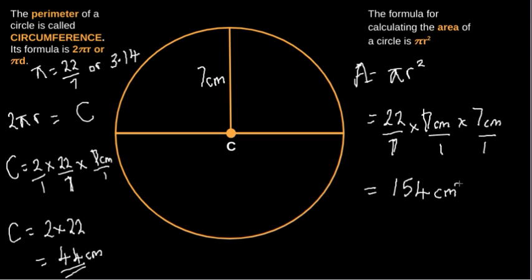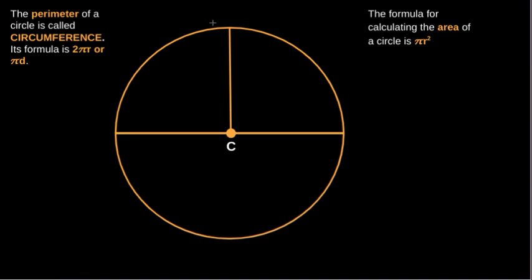centimeter squared. Okay, so that's how you calculate the circumference of a circle using the formula 2 pi r or pi d, and you calculate the area of a circle using the formula pi r squared. Okay, all right, let's move on to the next thing.